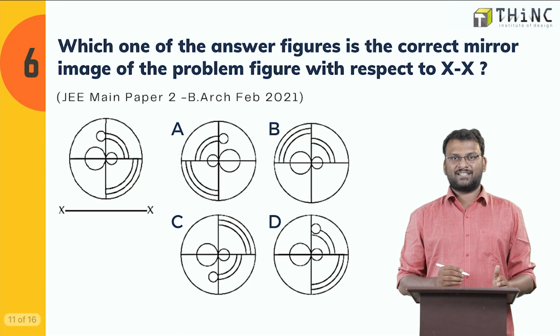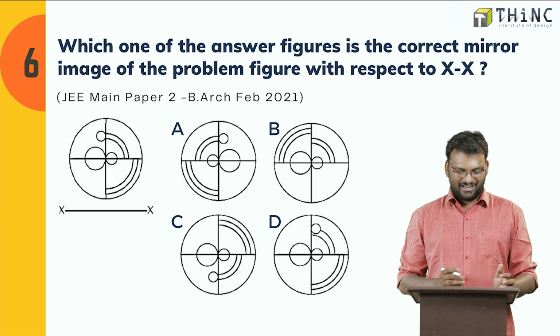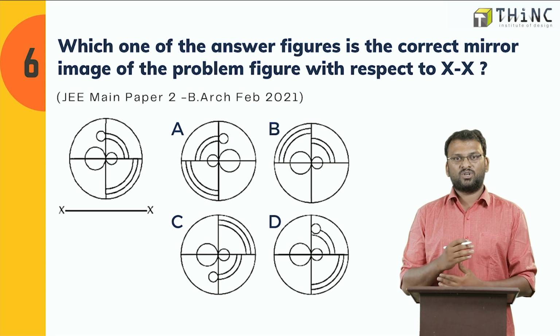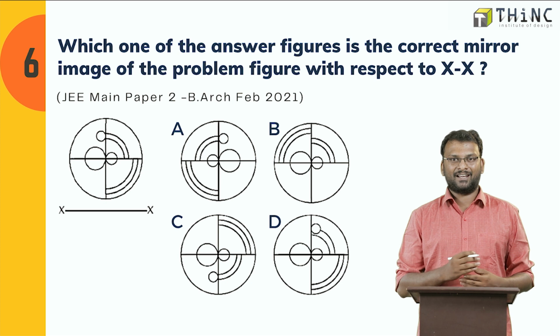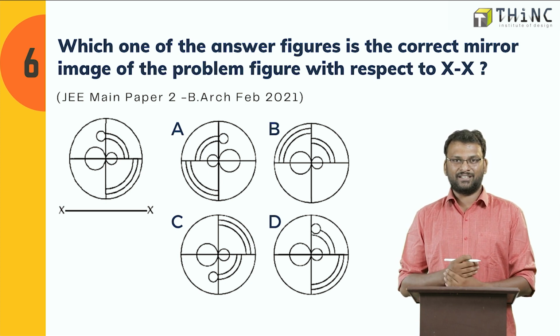Question number 6 is about mirror images, and here the mirror is at the bottom. So what is the condition for a mirror at the bottom? Mirror at the bottom means it is somewhat similar to water images.